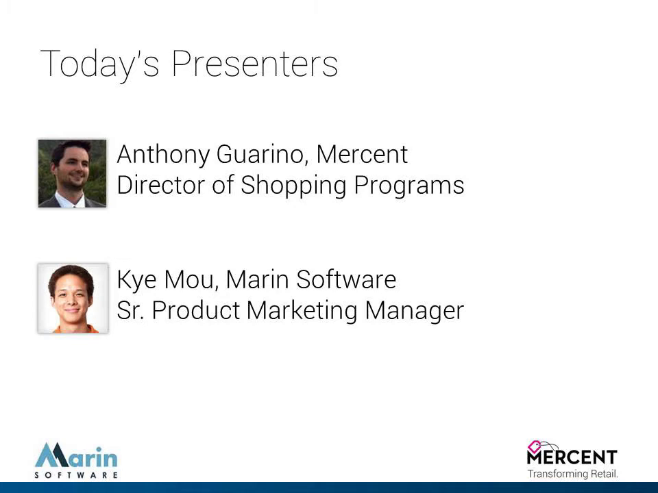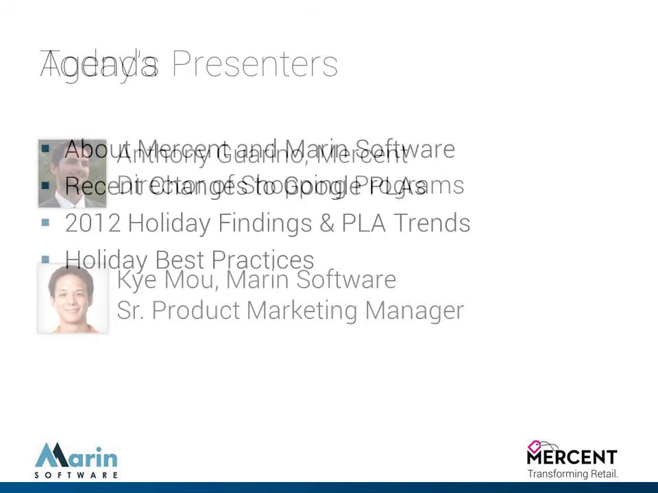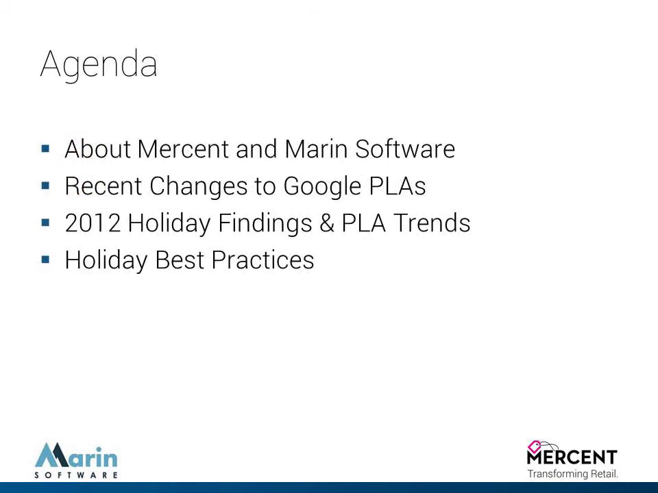Today's discussion will focus on the questions that we've heard from retailers regarding product listing ads and how to best position ads and ad spend for a successful holiday selling season. We'll start off with the unique partnership between Marin Software and Mercent, then dive right into the specifics of Google Shopping and recent changes to Google PLAs. We'll also offer our perspective on findings from the 2012 holiday season and how they relate to current PLA trends. And we'll close it out with holiday best practices that will help ensure that you have a successful holiday selling season. With that, I'm pleased to turn it over to Anthony Guarino and Kai Mu.